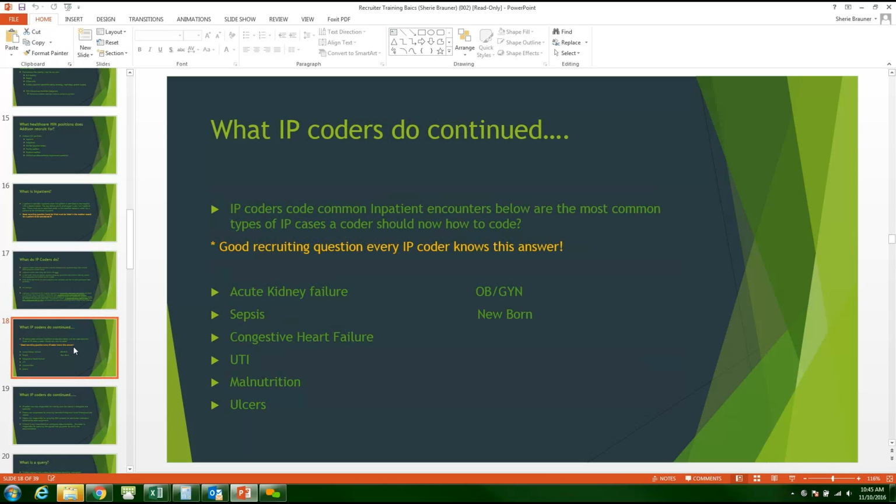Slide number 18. What inpatient coders do, continued. Inpatient coders code common inpatient encounters. Below are the most common types of inpatient cases a coder should know how to code. Good recruiting question, every inpatient coder knows the answer. It's really key when you're doing an interview for these coders that you let them tell you their experience. Don't lead them into saying, hey, do you have acute kidney failure experience? Let them do most of the talking.